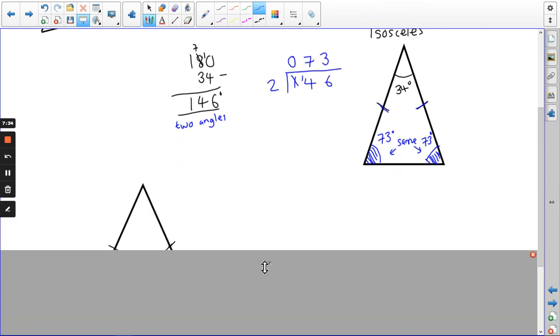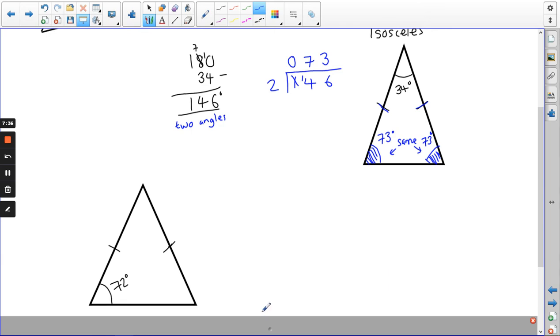My third example is another isosceles triangle, but this time I've given you the angle at the bottom. Okay, so I've given you one of the two which are the same. So that one and that one are the same. So I can put a 72 degrees there as well. And this time we're going to try and work out the angle at the top.